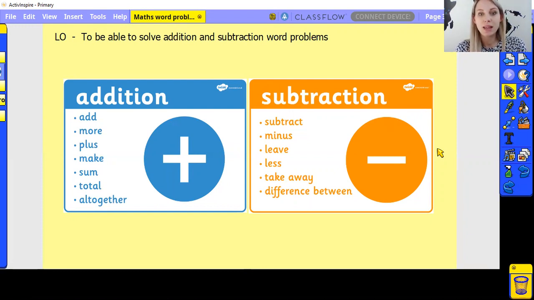So when you see these words in a word problem, it's good to be able to identify them and say, I know now that this word problem, for example, says plus. Plus means add, so I need to add on my number line. Or in this word problem, some people leave the bus or get off the bus. I know that the word leave is a subtraction word, so I need to take away on my number line today.